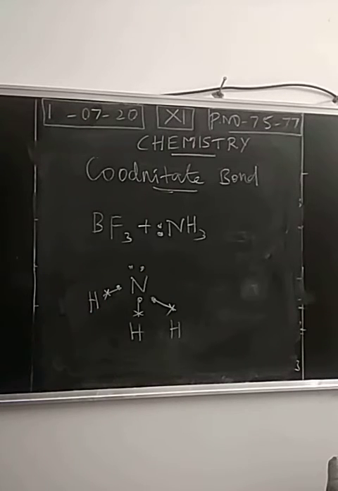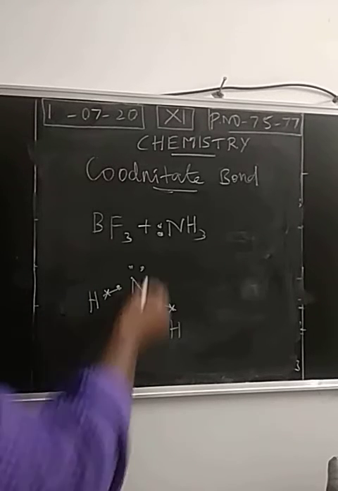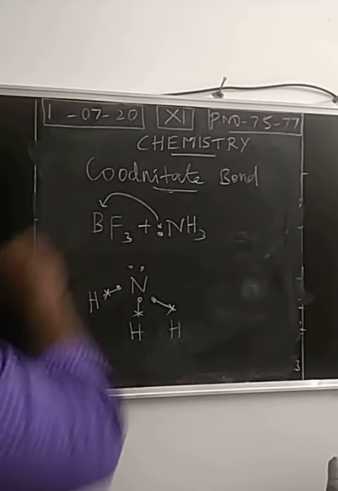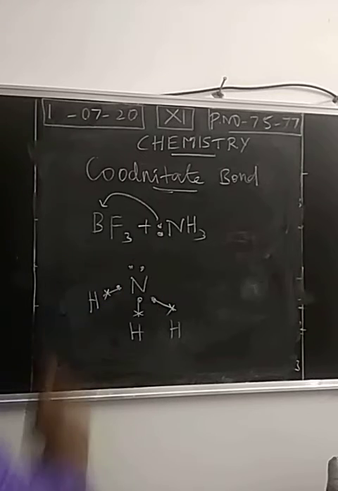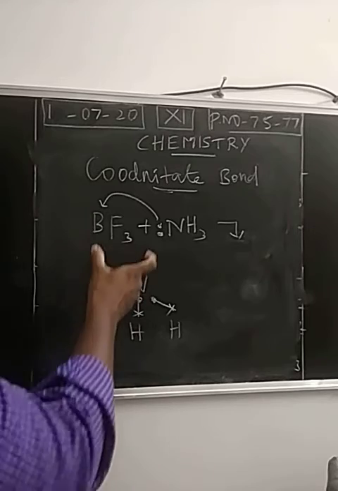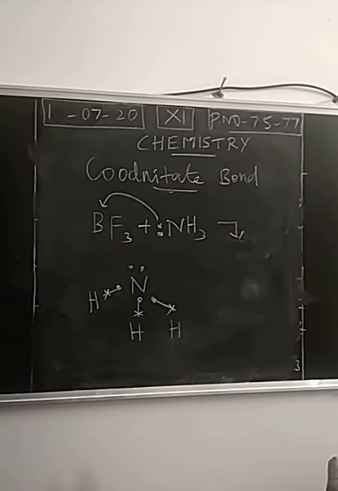Consider the ammonia molecule. Nitrogen has a lone pair of electrons. This lone pair has not been involved in bonding. So this is an unshared pair of electrons or lone pair of electrons. When these 2 molecules are meeting at a point, the nitrogen donates a pair of electrons to boron, right? So in ammonia, the lone pair of electrons present on nitrogen will be donated to boron trifluoride. So there will be a bond formation between boron as well as nitrogen.